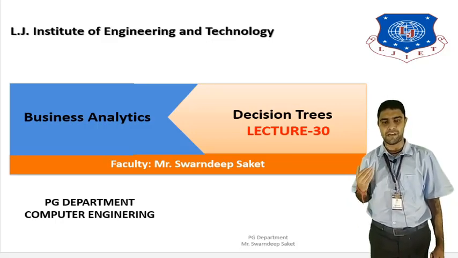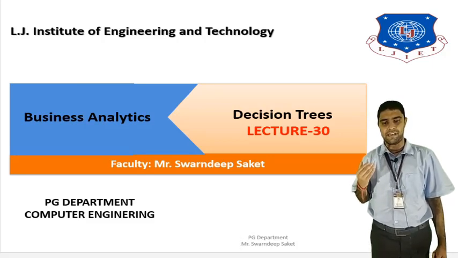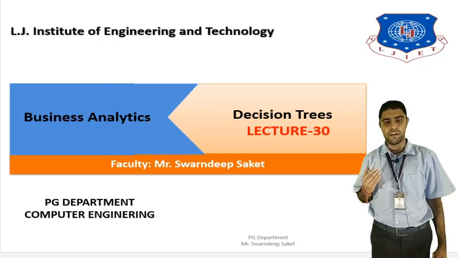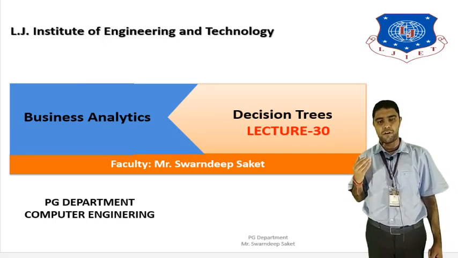Today's lecture number 30 is decision trees. Any problem that can be represented in a decision table, and that decision table is represented in graphical form, is called a decision tree. Decision trees are very important for a sequence of decisions.